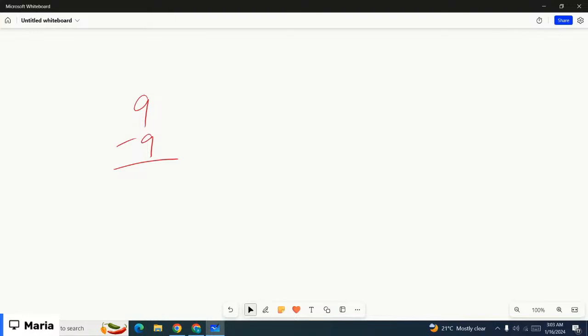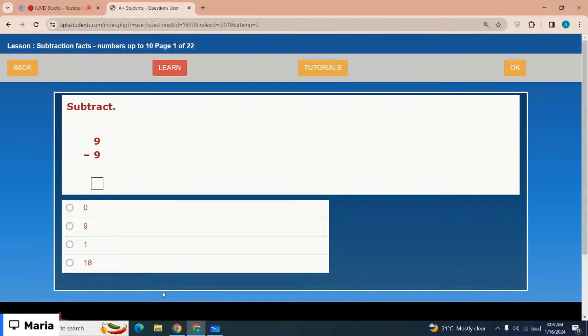So start with the first one. 9 take away 9 is... Whenever you subtract a number from itself, it always makes a 0. So 9 take away 9. Subtracting a number from itself always makes a 0. So 9 minus 9 is 0. Got it? So the option is 0.